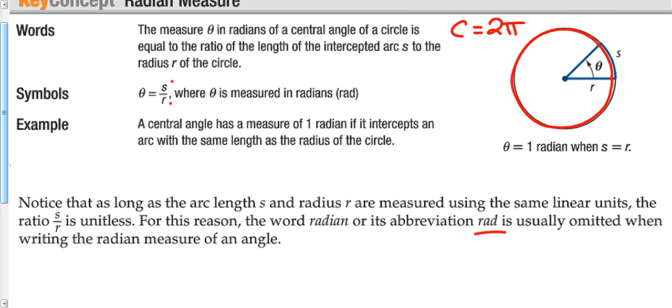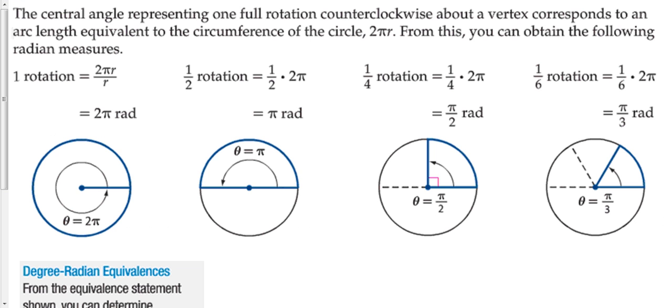Okay? And let's look a little bit more into that. Okay? So the central angle represents 1 full rotation counterclockwise, about a vertex, corresponds to the arc length equivalent to the circumference of a circle, which is 2 pi r. Okay? So from this, you could obtain that 1 rotation is going to be 2 pi r divided by r. R's cancel out. So we have 2 pi radians. So one circuit all the way around the circle is going to be 2 pi radians.